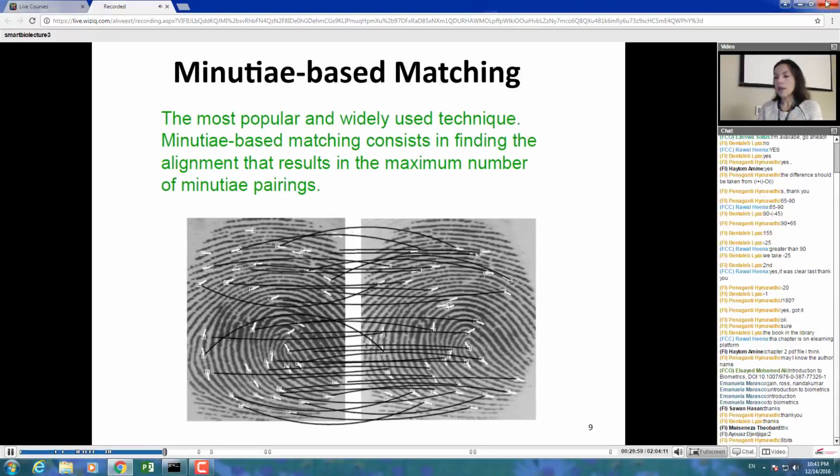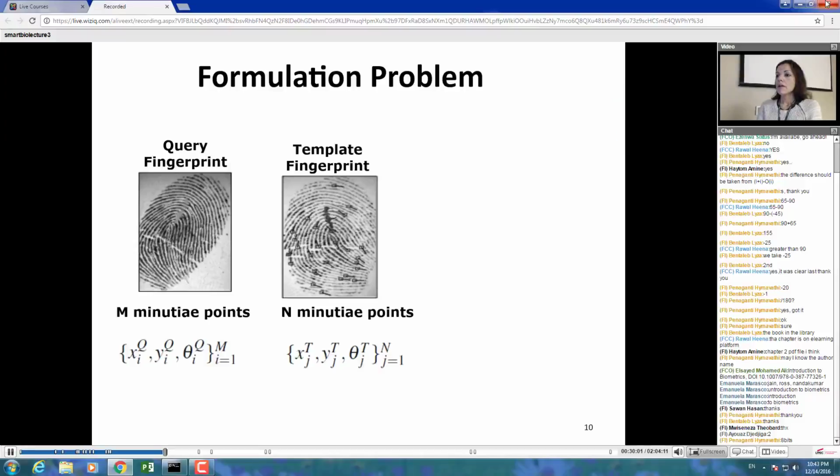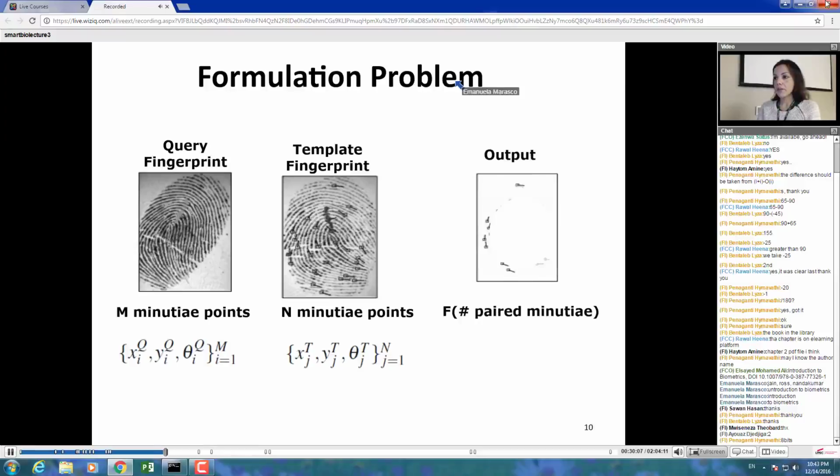The problem formulation related to matching: we have a query fingerprint. For example, there is a kind of displacement of the finger on the sensor, so there is a different orientation of the fingerprint that you can see, right? And then the template fingerprint with vertical orientation. And then we have m minutia points extracted from the query and n minutia points extracted from the template.